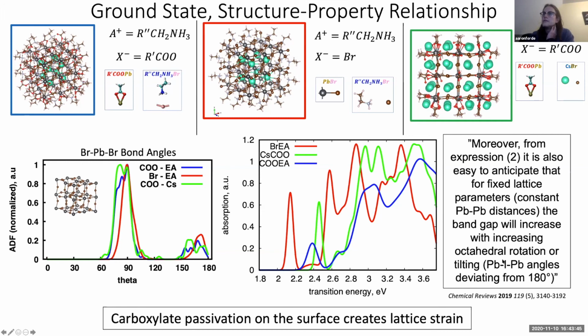If you have strain in the octahedra, or if you have bond distances that aren't perfectly 90 degrees, you should see an increase of the band gaps for the models. So if you have angles deviating from 90 and 180 degrees, you should see band gap increases for the same bond distances.